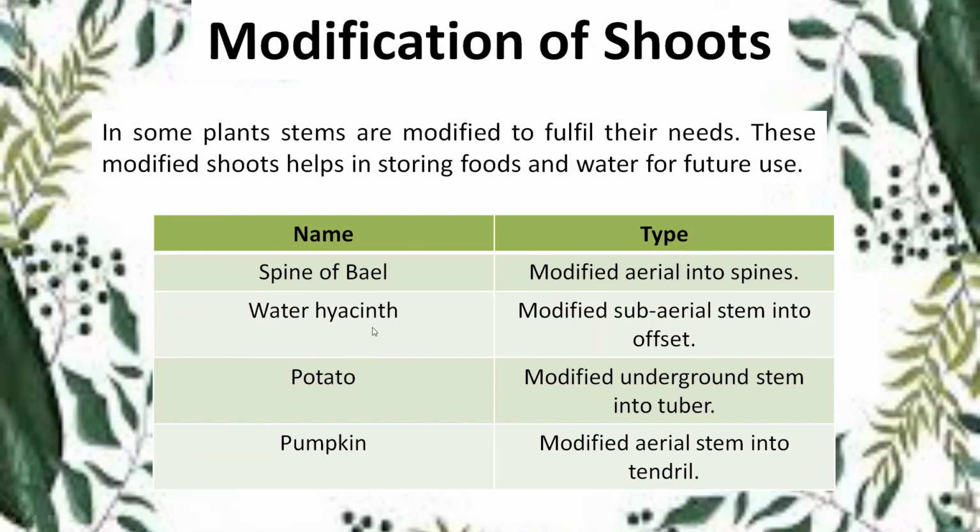Then water hyacinth, modified subaerial stem into offset. Potato, you know, is a modified underground stem into tuber. They store food. Pumpkin, modified aerial stem into tendril. They help in propagation and climbing. So these are the modifications of shoots.